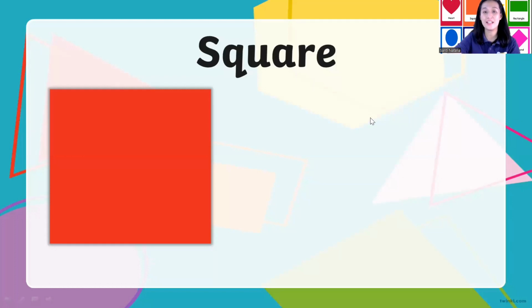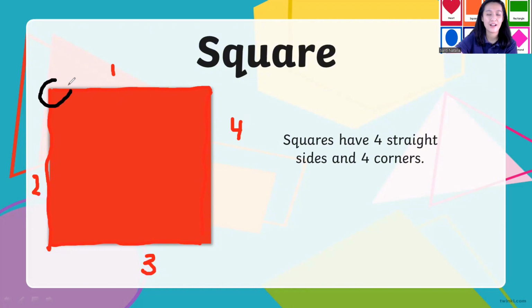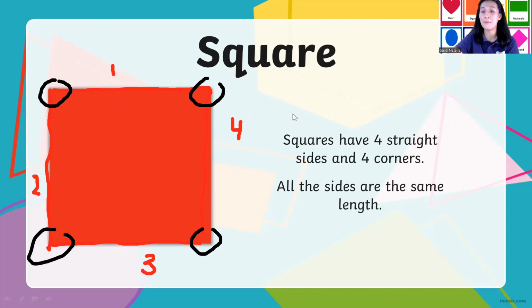The second shape, this is a square. Can you say square? Square has four straight sides and four corners. Let's count together, children. This is the side. One, two, three, four. Four sides and four corners. One, two, three, four. Four corners. Square. All the sides are the same length.